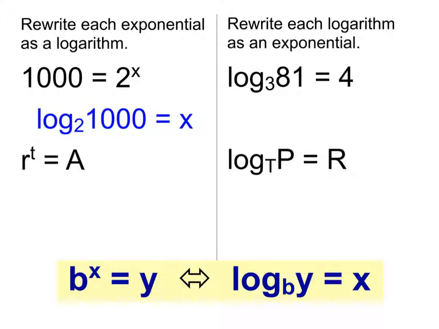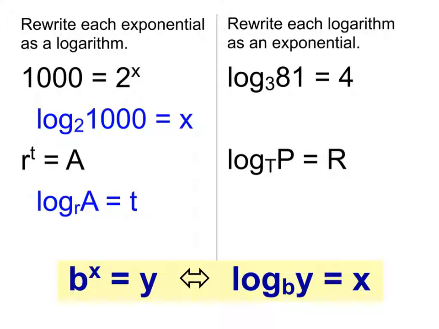The next one's the same idea, except it's using all letters instead of having some numbers in there. We still start by writing log. Then the base is the base of the exponential. So that's going to be log base r. It still equals the exponent. And so it's going to be log base r of a equals t.